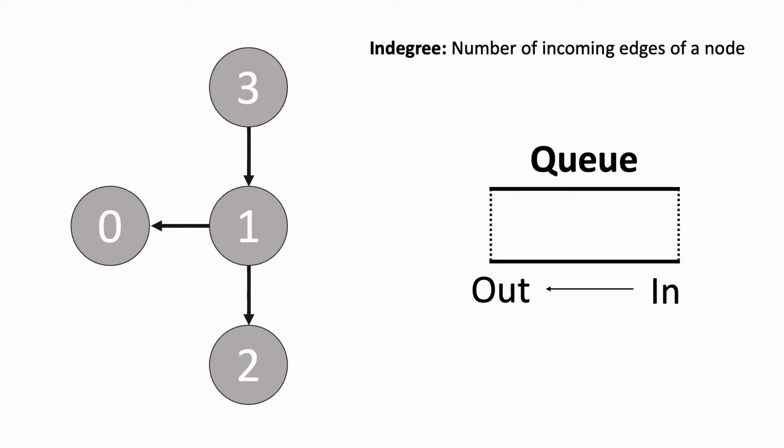So only node 3 gets added to the queue. The second step is to then remove the front node of the queue and visit it. So let's visit node 3. The third step is to then delete all outgoing edges from this node. So let's delete this edge.